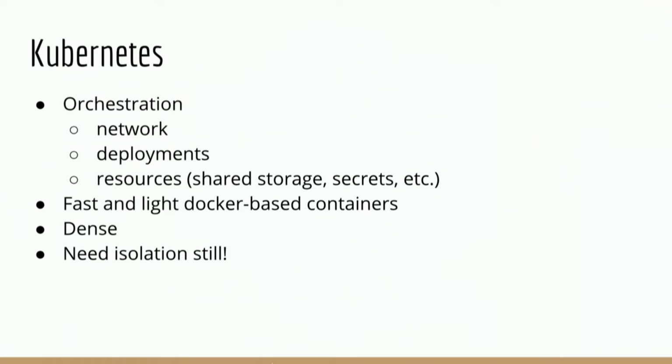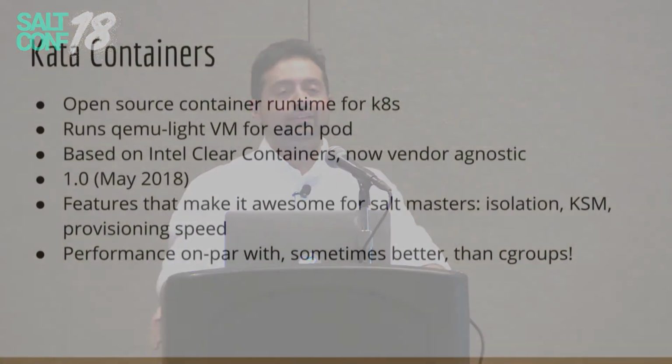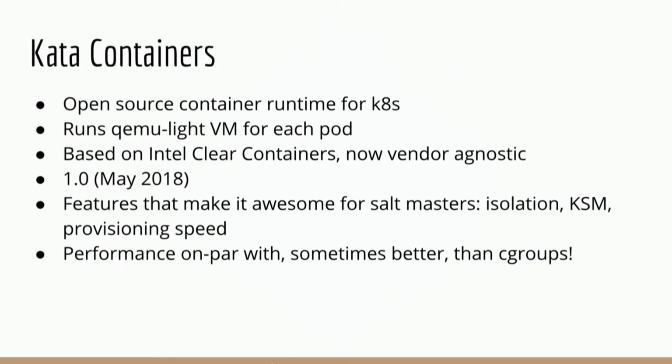The problem with Kubernetes is because it's still all container-based, we still need isolation. Because this is all kind of new for us, there's this thing called Kata Containers. It was based on Intel's Clear Containers. I wouldn't say they abandoned it, but they moved over to the OpenStack Foundation and rebranded themselves as Kata Containers. And it's nice because it is just a container runtime for Kubernetes, so it's sort of drop-in. What's interesting about it is that it runs a QEMU Lite VM for each pod. So now you get that VM-level isolation, but it's a light VM.